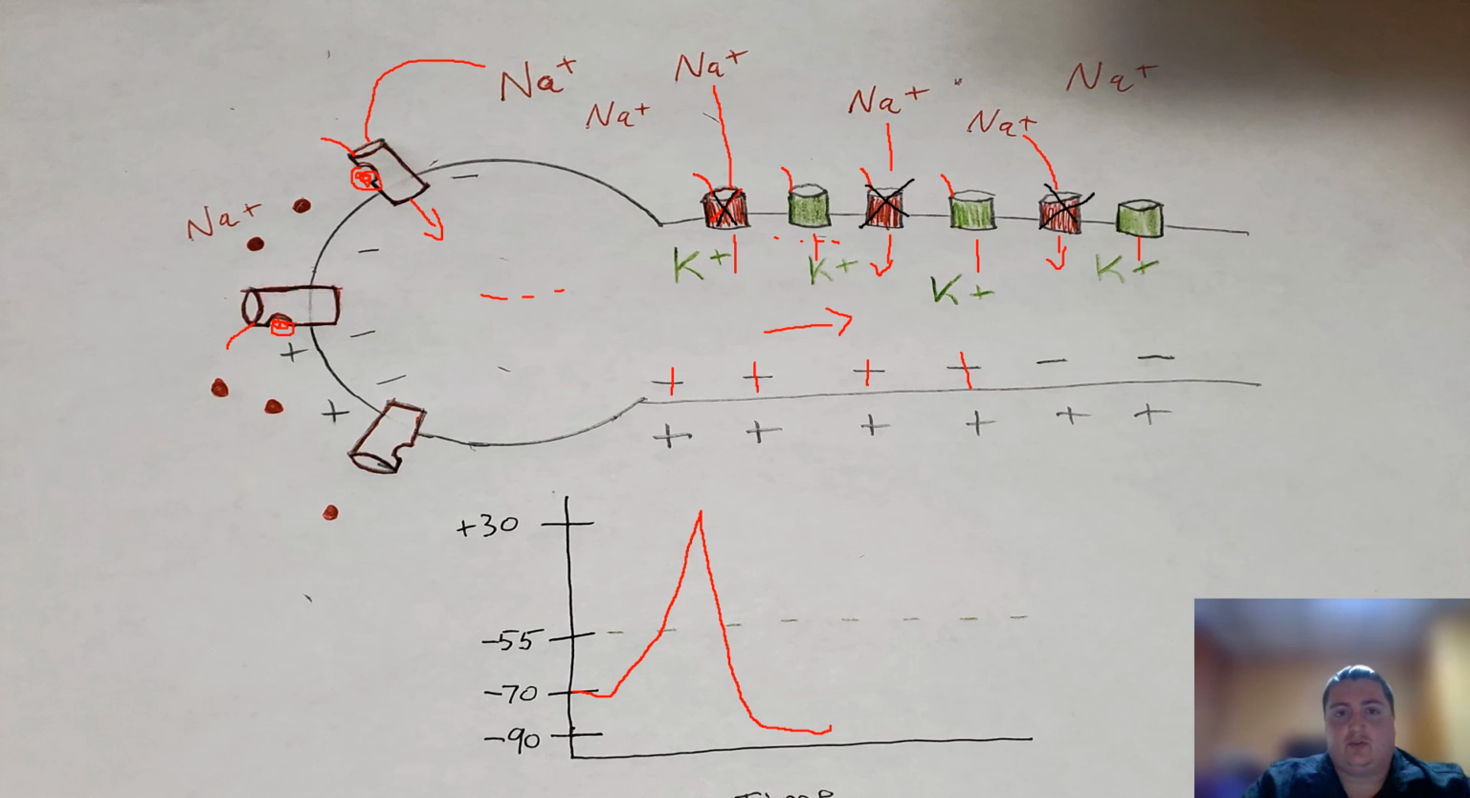Now, to reset back to a resting membrane potential, we have sodium potassium pumps embedded in the membrane that will pump 3 sodium ions out and pull in 2 potassium ions, which will in turn reset it back to its chemical and electrical gradient. And that was action potentials.